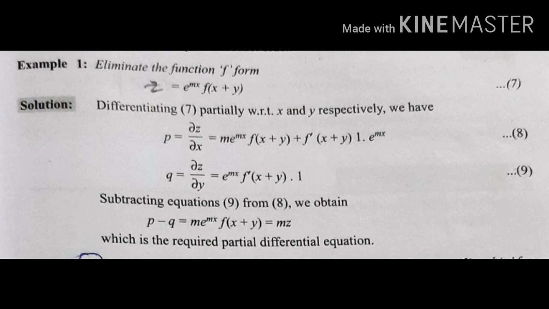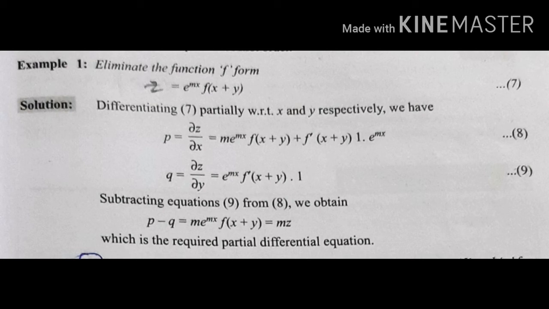Small q is equal to del z by del y. That means partial derivative of z with respect to y treating x as constant. So this is equal to e to the power mx f dash x plus y into 1. Now we write small p as equation number 8 and small q as equation number 9.